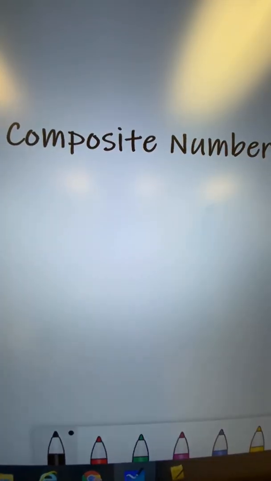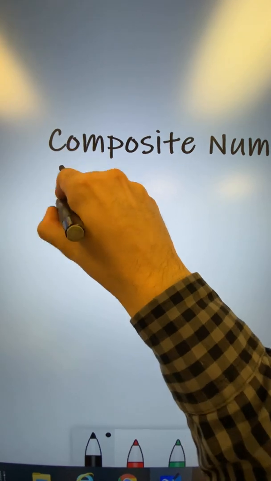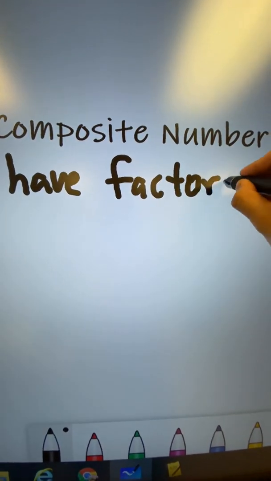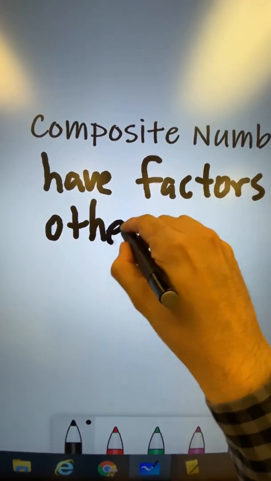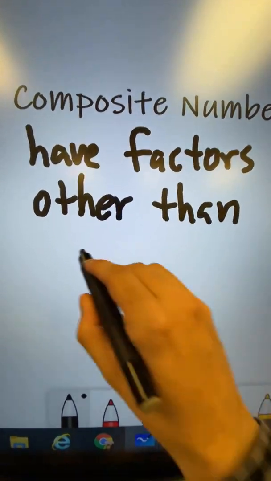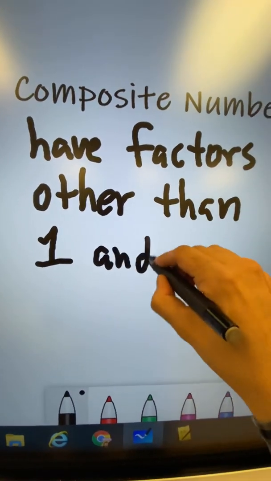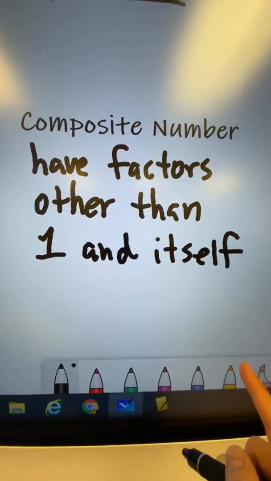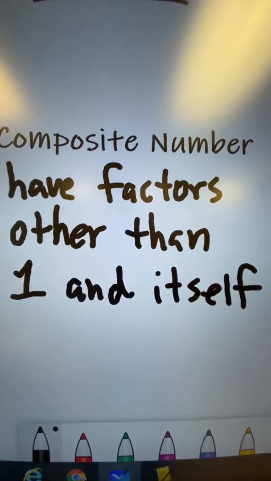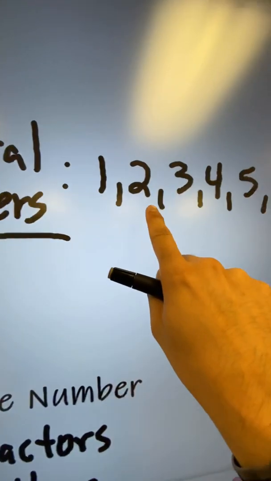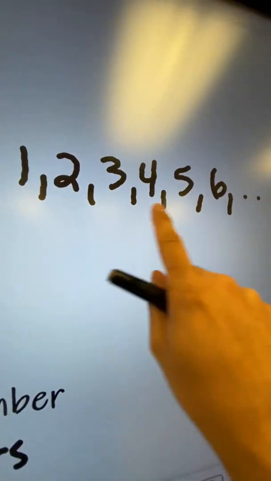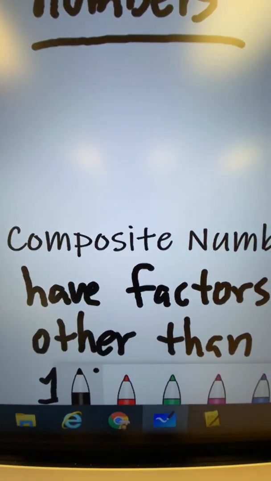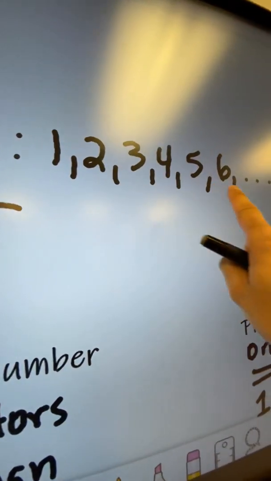And when we're talking about composite numbers, composite numbers have factors other than 1 and itself. And when I say factors, I'm talking about the numbers in this list here, so natural numbers. So we have to think of a combination of these numbers when I say the factors in either composite or prime numbers. So factors is referring to these types of numbers.